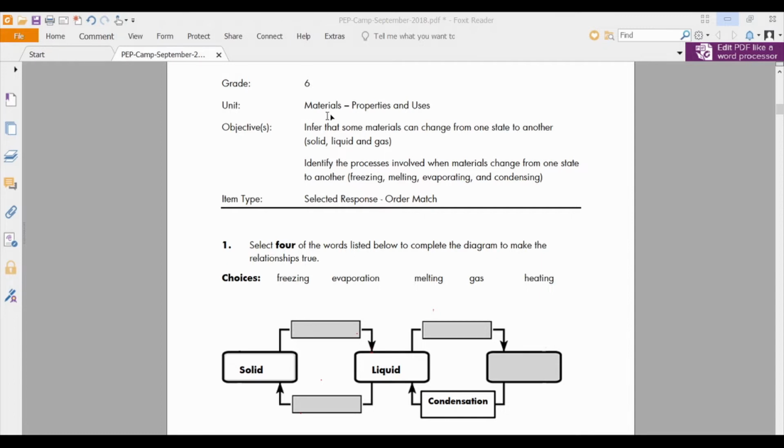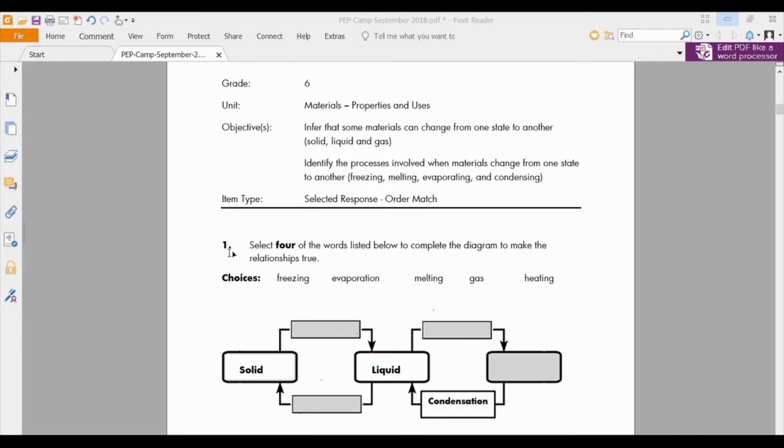It says here, for our unit, we're looking at materials, their properties, and uses. Objective: infer that some materials can change from one state to another, and the states would be solid, liquid, and gas. Identify the processes involved when materials change from one state to another, and that would be freezing, melting, evaporating, and condensing. Now we have item type here because we are going to be exposed to many different types of items, and this particular item type is called the selected response or order match.